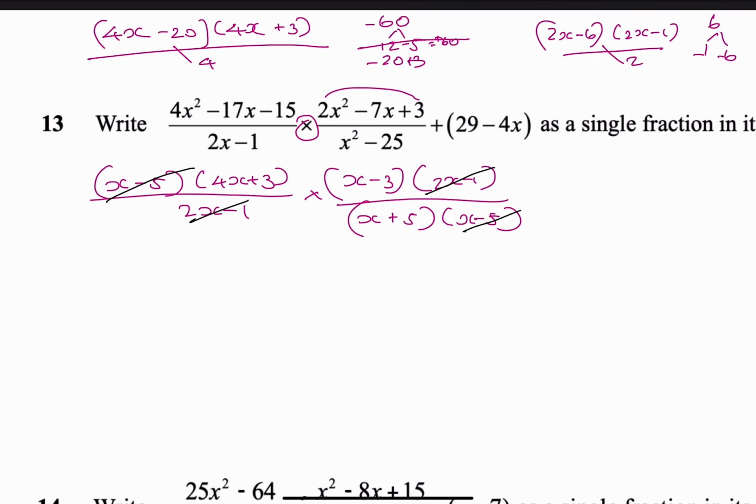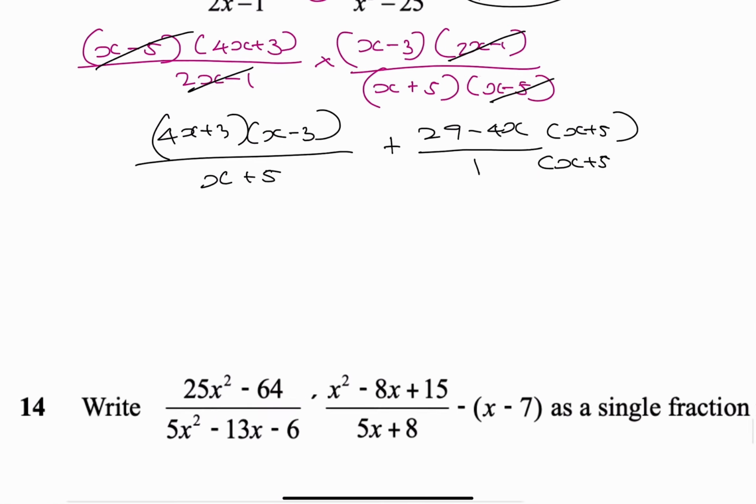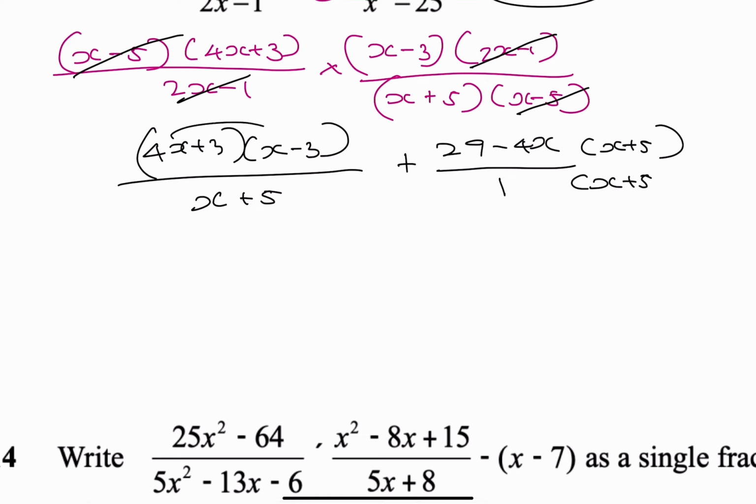this guy, 4x plus 3 bracket x minus 3, because you're multiplying, over x plus 5. But you just want to put on this guy now, 29 minus 4x over 1, times it by x plus 5. Then let's see, what do we have? 4x squared minus 12x plus 3x is minus 9x, minus 9.